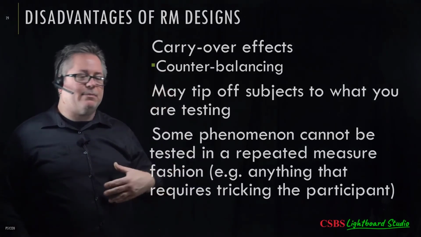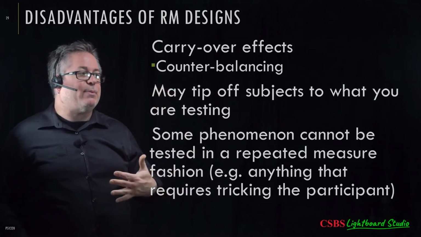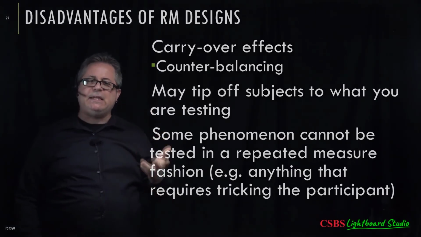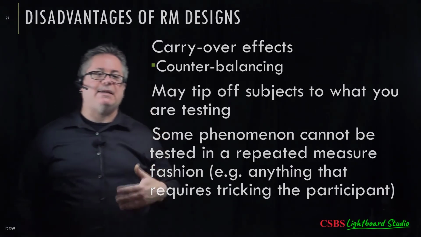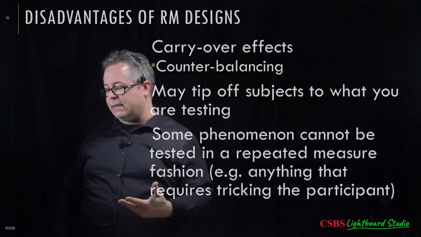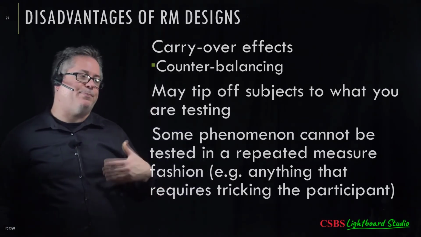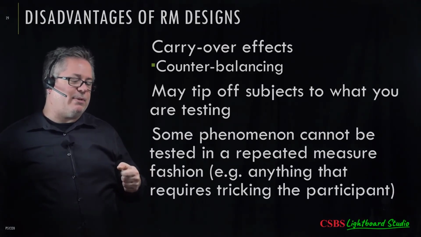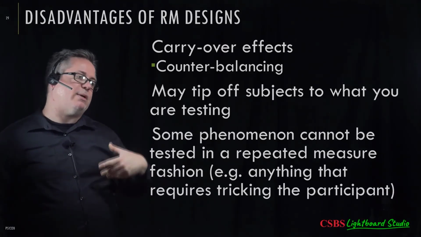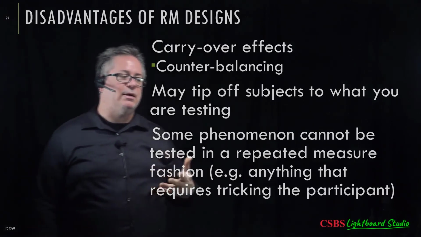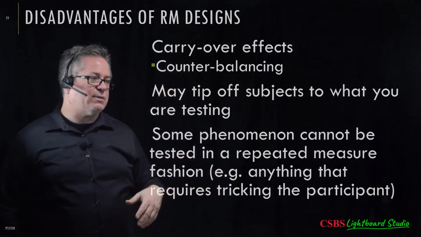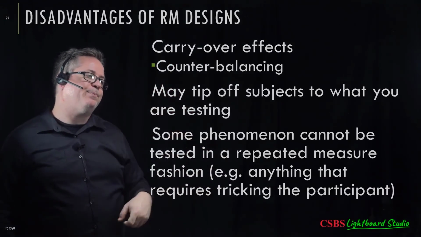Repeated measure designs may tip off the subjects to what you're trying to test. And as soon as they have an idea what they think you're trying to test, they may respond and act differently. And that can be problematic. You may get these subject characteristics or response characteristics where they're being reactive to you, or trying to give you what you want. And if they get it wrong, it could totally screw up their responses. So that can be problematic too.